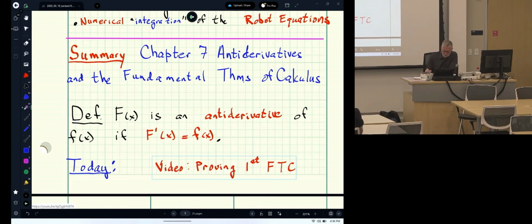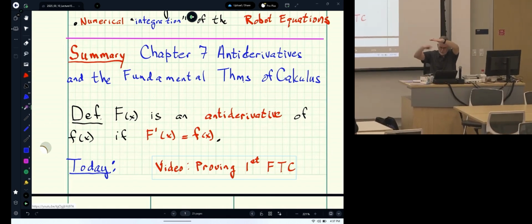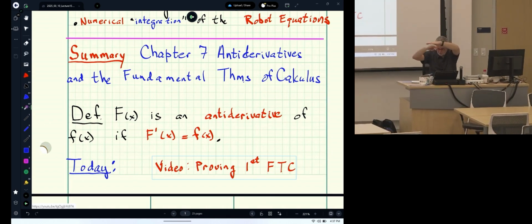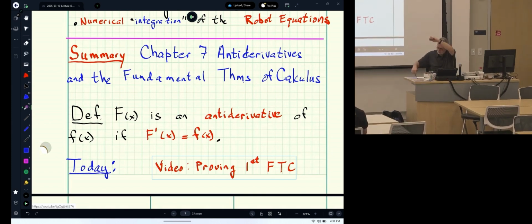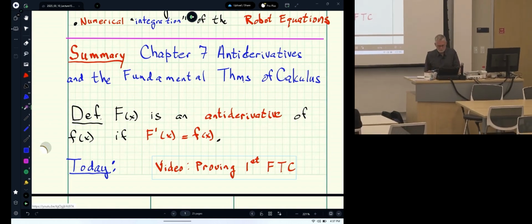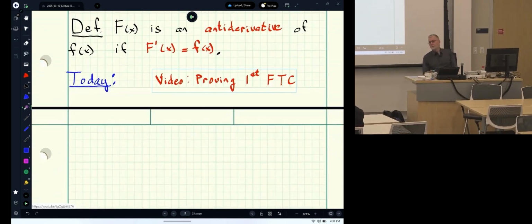Capital F is an antiderivative of little f if the derivative of capital F equals f. So you can take a function, you can take its first derivative, its second derivative, its zeroth, its third derivative. Sometimes the function itself is called the zeroth derivative. And the antiderivative is like the -1 derivative. And then you could do the antiderivative of that, the -2 derivatives. You got a whole tower of these things. You start out with a function, you can differentiate it, or you can anti-differentiate it. So we'll get started on that.